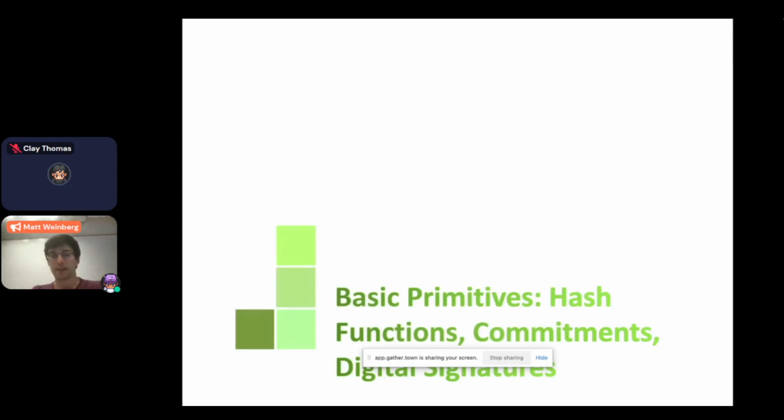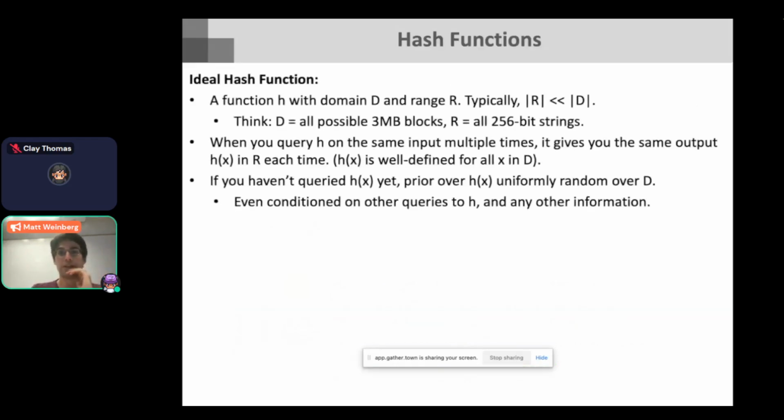So now I'm going to get started, dive right in, and go over some basic primitives. These are hash functions, commitment schemes, and digital signatures. So let me dive right in to what is a hash function. A hash function is just a function. I don't know if you guys can see my mouse, but I'll use my mouse as a clicker, which hopefully works. So it's just a function with a domain and range.